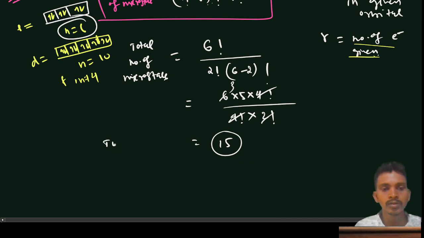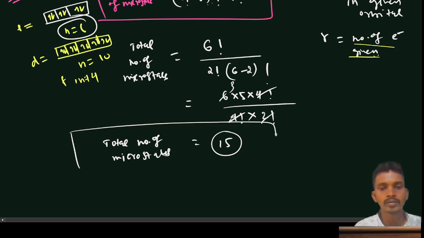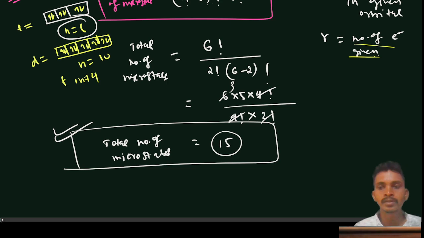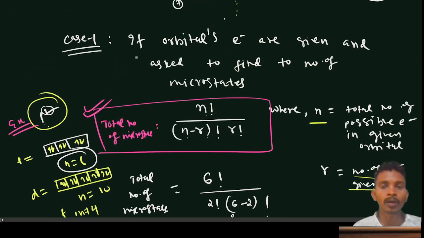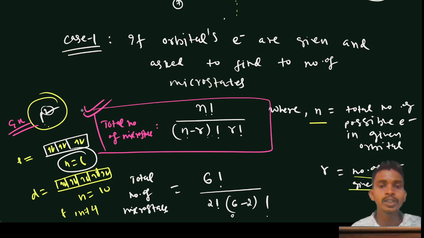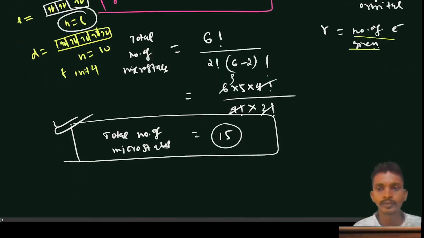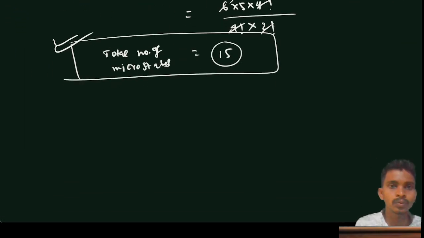This is the total number of microstates. So if orbitals and electrons are given and asked to calculate the total number of microstates, then use this formula. This is formula number 1. Now we will go for case 2.